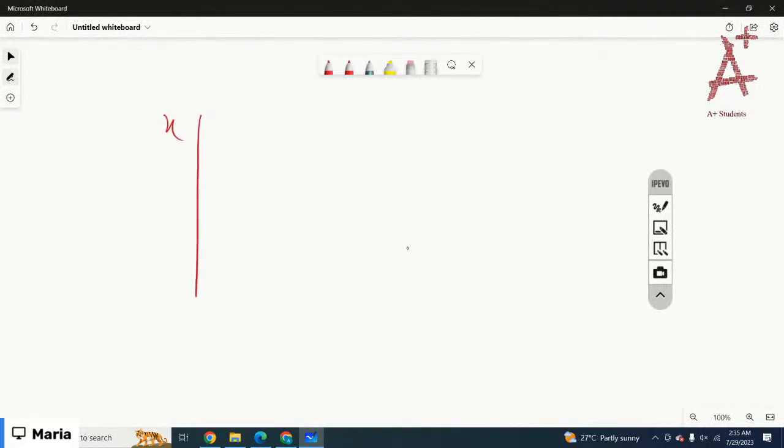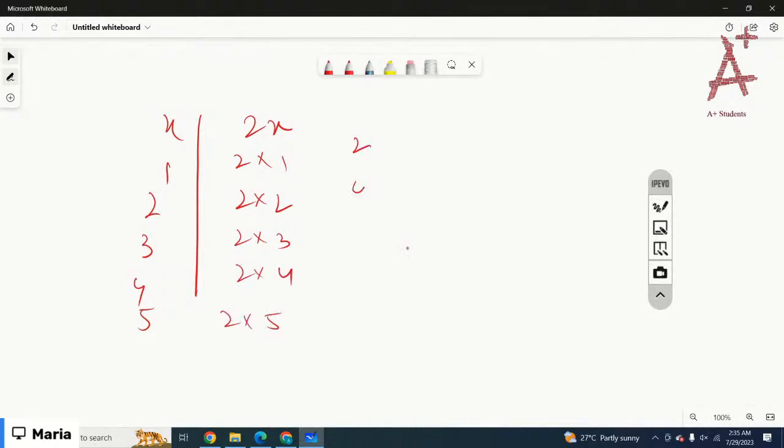Okay, here you have x and then you have 2x. 1, 2, 3, 4, 5. 2x means you have to do 2 times 1, 2 times 2, 2 times 3, 2 times 4, and 2 times 5. So it would be 2, 4, 6, 8, and 10, right? That would be the table.